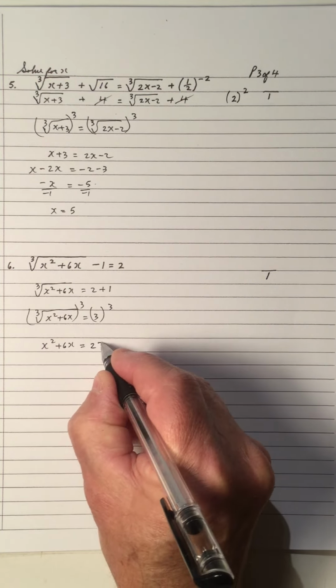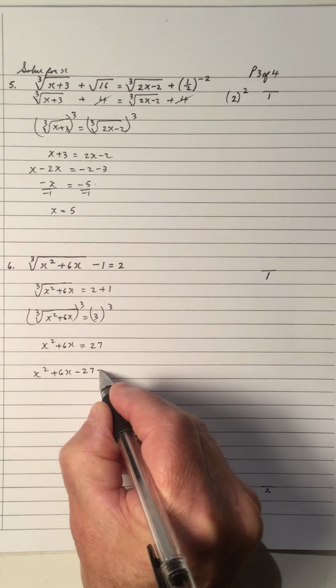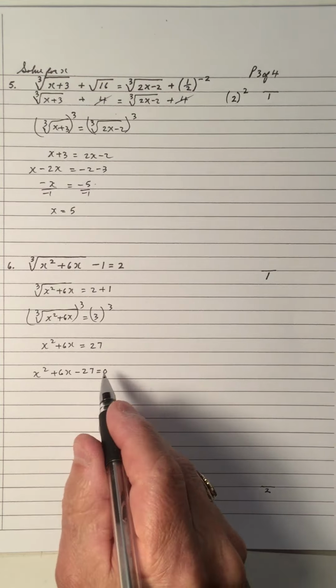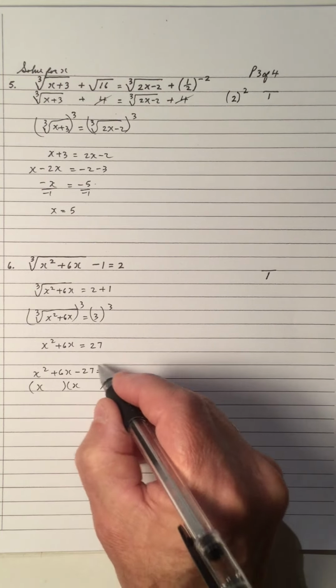I have a quadratic, so I make the quadratic equal to 0. So the 27 goes to the left side to become minus. I have a quadratic, and hopefully it's factorable. If not, I've got to use the quadratic formula. So x squared is x and x.